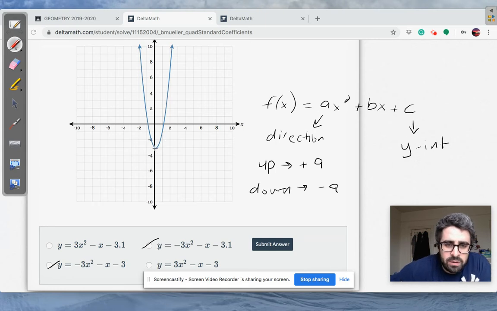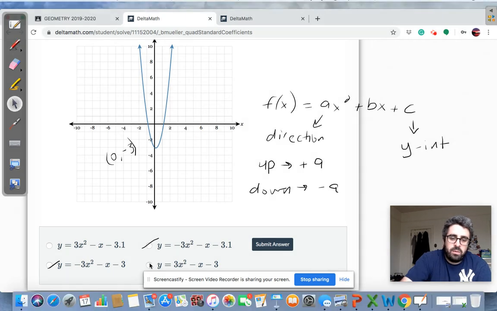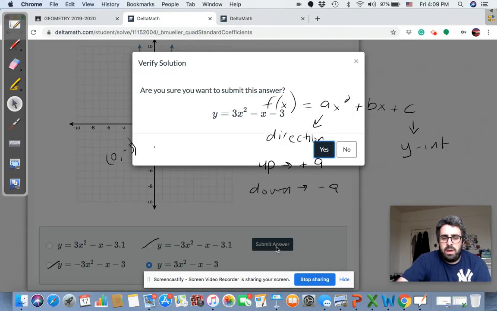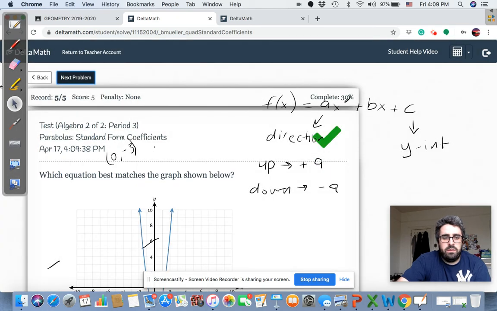So in order to determine what the solution is, I'm going to look at the y-intercept. In this case, the y-intercept is about exactly negative 3. It could potentially be a little bit less, but I would say it's just about negative 3. It's definitely not going beyond this line here, so it can't be negative 3.1. It has to be negative 3. Let's check our work. And that is correct. Great.